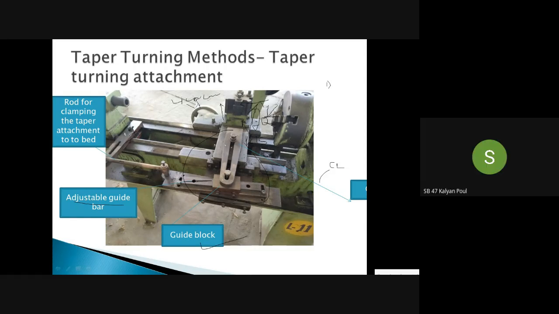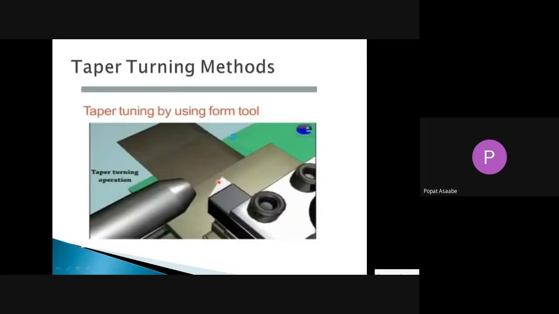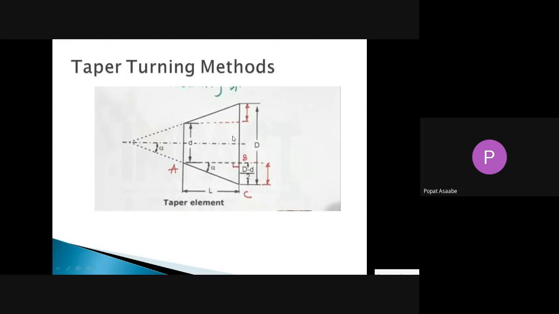Okay, these are the four methods generally used for making the taper turning. Which method have we seen? We have seen the first method. First, we have seen how to calculate the taper angle simply. What is the formula for calculating the taper angle?